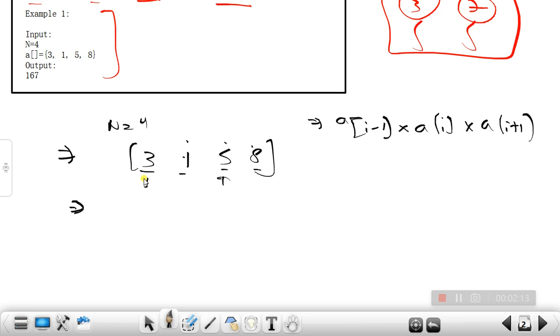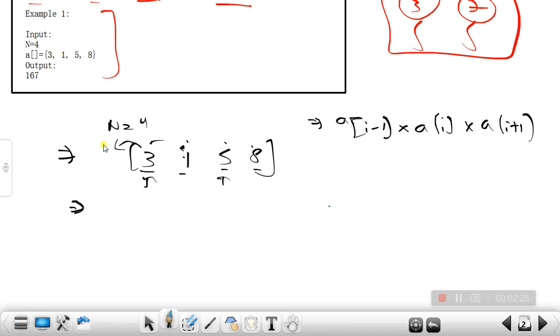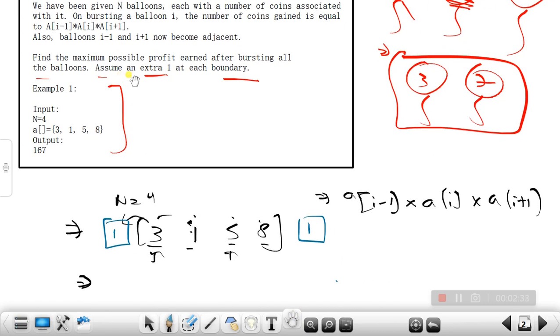If I burst this one, then I have the next value as 1, but I don't have any previous value. So this is the boundary problem, and in order to avoid it, I'm going to take a value 1 at the start and at the end. So this is what the problem says: assume an extra 1 at each boundary.